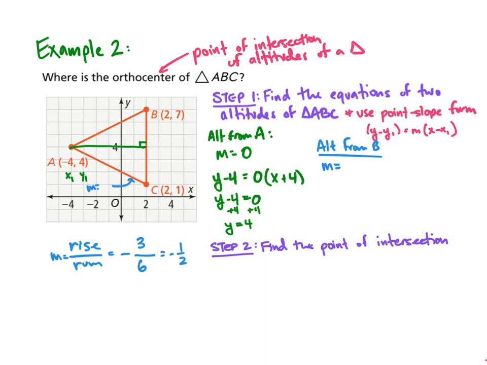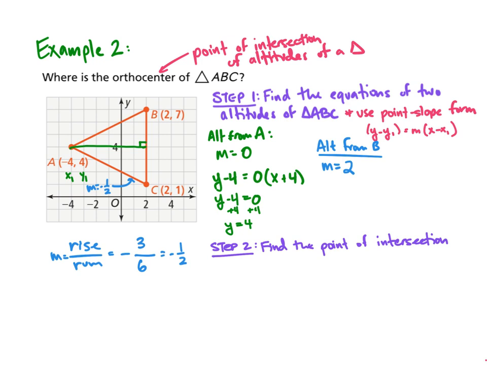So the slope of segment AC is -1/2, which means that my altitude from point B, that's going to come down here and be perpendicular to segment AC, will have a slope that's the opposite reciprocal of that. And what's the opposite reciprocal of negative 1/2? Well, that's going to be positive 2, or positive 2 over 1 technically, but we'll just write that as positive 2. So my slope of the altitude is going to be positive 2.